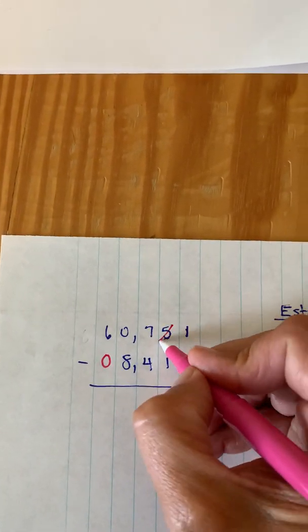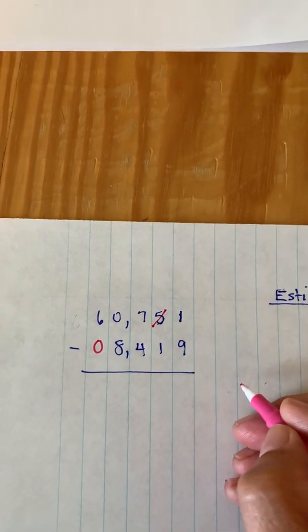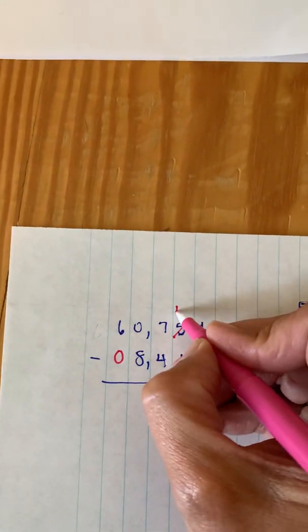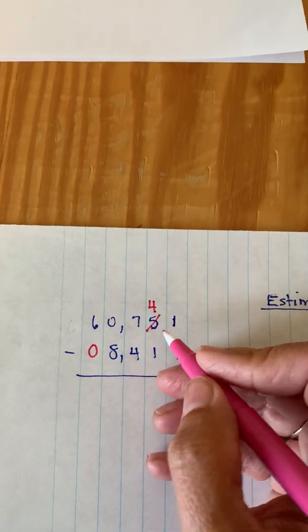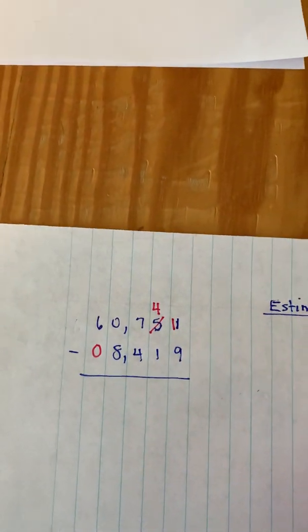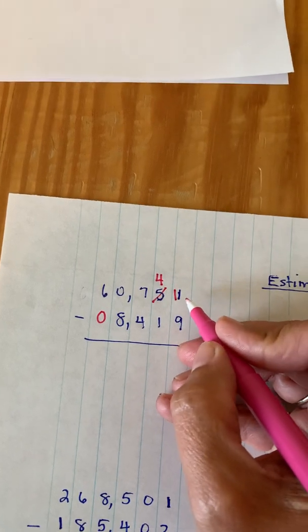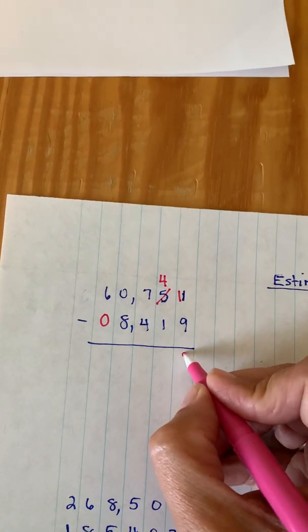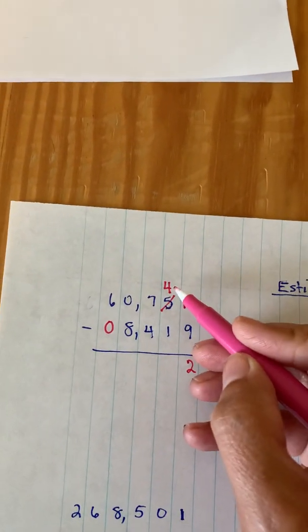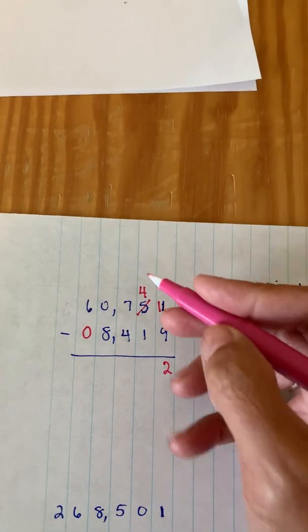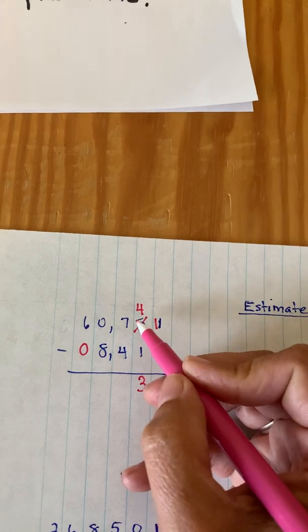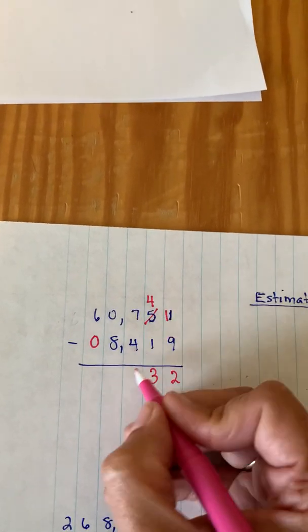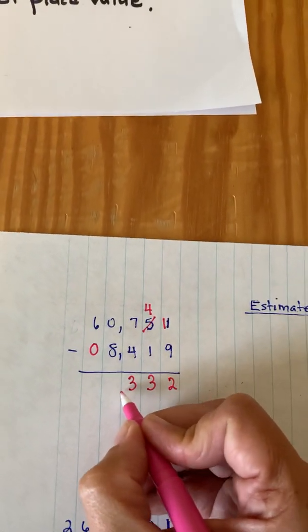There's not enough, so I'm going to go over to the next place value, which is the tens place. I'm going to borrow a 10, and now that's going to change to 40. I'm going to bring the 10 to the ones place, and 10 plus 1 is 11. Now 11 minus 9 is 2. I can keep subtracting. I have 4 tens minus 1 ten, or 40 minus 10, which is 30. Moving to my hundredths place, 700 minus 400 is 300.